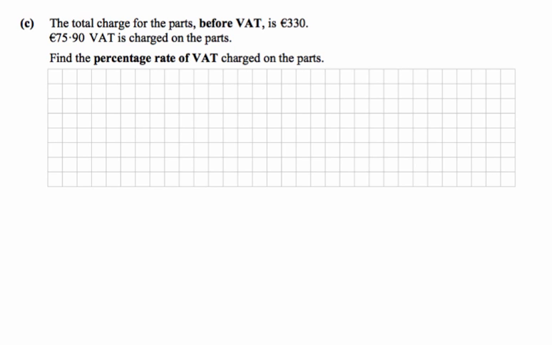Part C says the total charge for the parts before VAT is €330. €75.90 VAT is charged on the parts. Find the percentage rate of VAT charged on the parts. So we want to know what percentage of 330 is 75.90. So we're going to express that as a fraction.